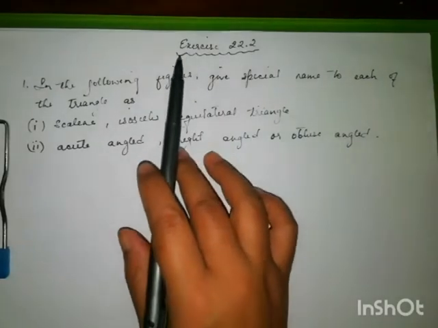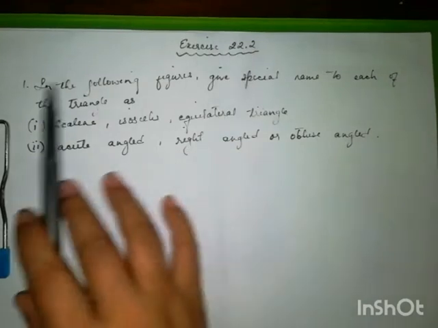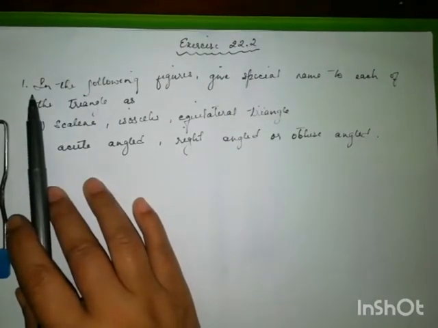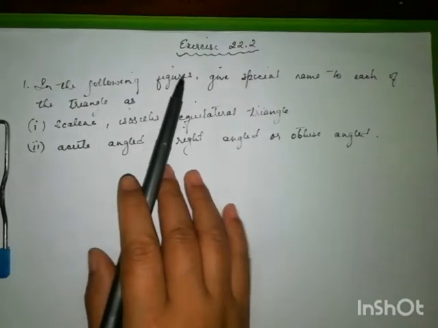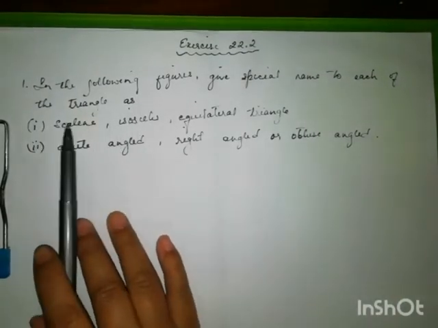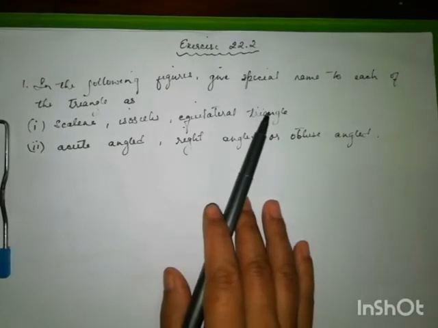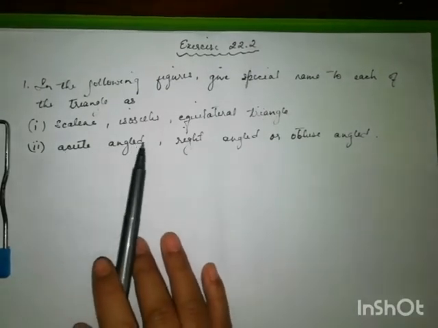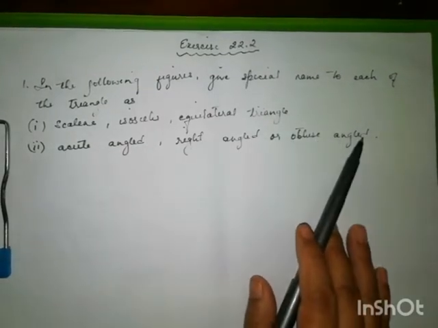Today we will learn exercise 22.2, starting from question number 1. Question number 1 is: in the following figures, give a special name to each of the triangles as sub number 1, scalene, isosceles, equilateral triangle, sub number 2, acute angle, right angle or obtuse angle.